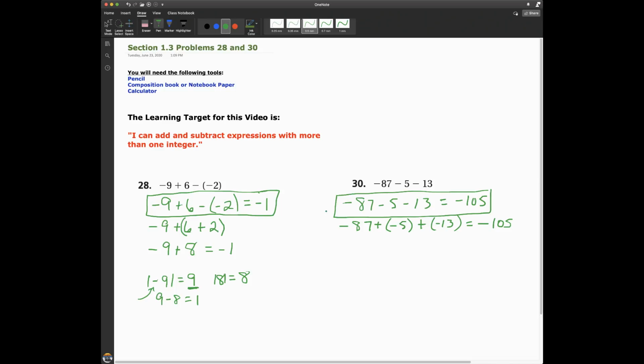Okay, so here you guys should be comfortable. You can make up your own problems. Come up with three numbers. Like here's one, -19 plus 4 minus -6, right? You guys could figure that one out. Or 32 minus -4 minus 7. You guys can come up with your own problems and practice.